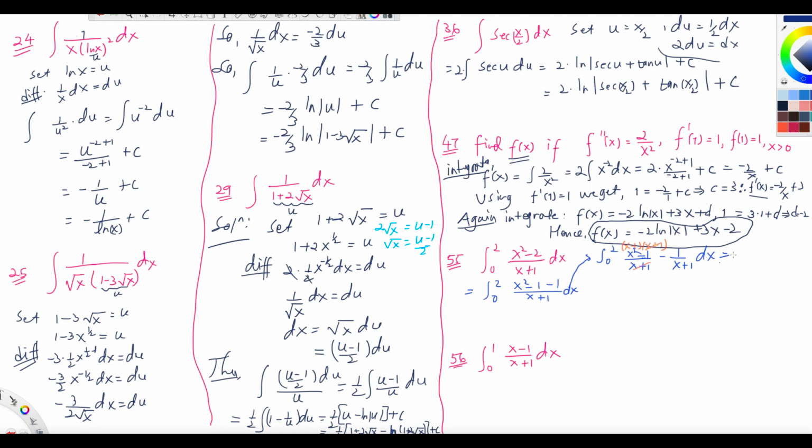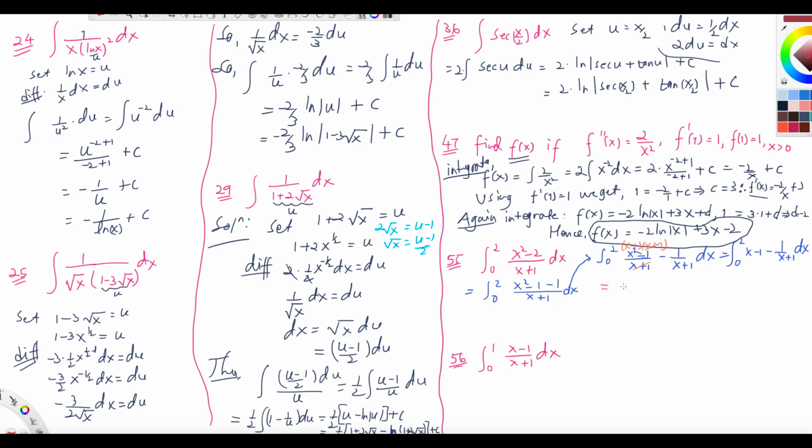So let us do that. Integral 0 to 2, and then x minus 1 over x plus 1 dx. Now again, we try to find the integral. Okay, so let me write down right here. After that I write on here. Okay, so what do you get?